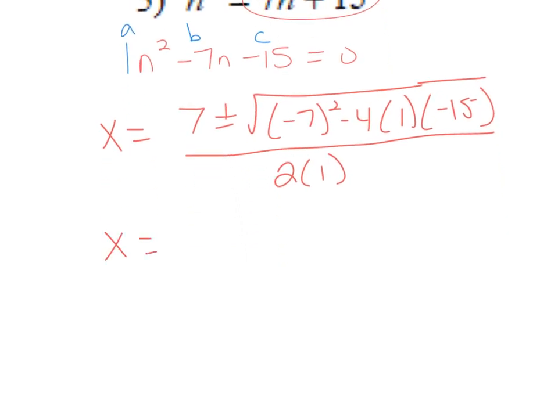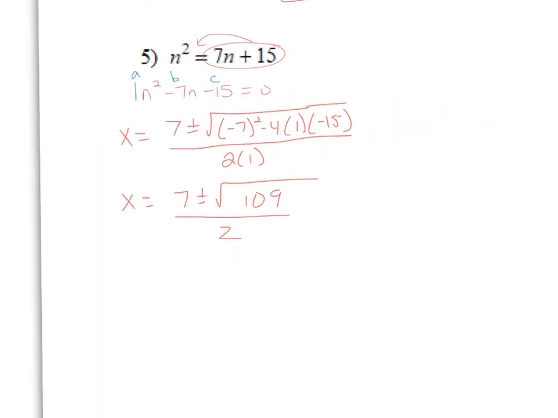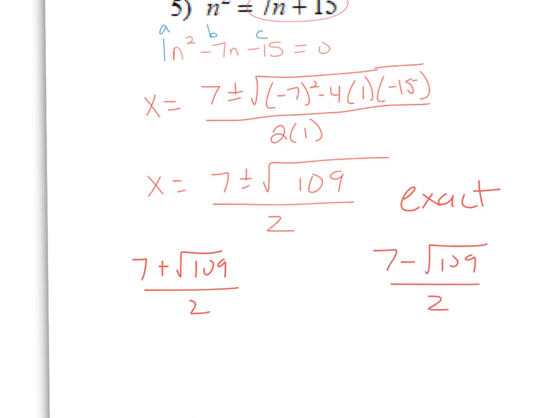So x equals 7 plus or minus the square root. Okay, so type this in inside the square root there. And I've got to end up with 109, divided by 2. So now when I put the square root of 109 in my calculator, it just spits out the square root of 109. So this is your exact solution because 109 cannot be broken down. So now you need to go ahead and break it up into 7 plus the square root of 109, divide that by 2, and then 7 minus the square root of 109 and divide that by 2.